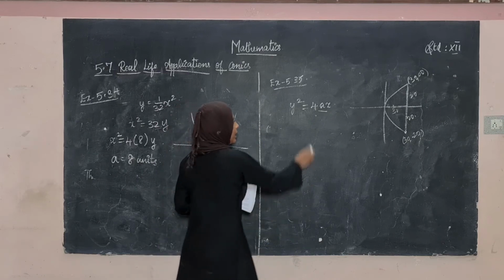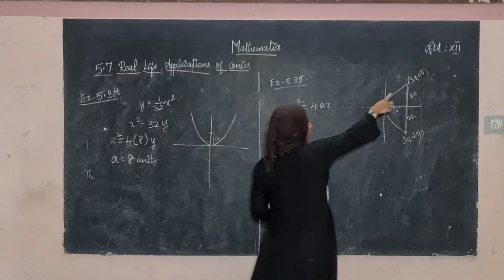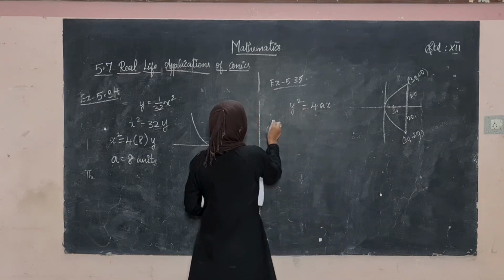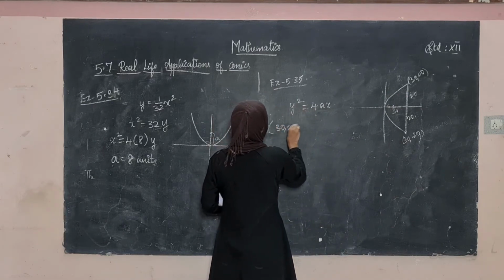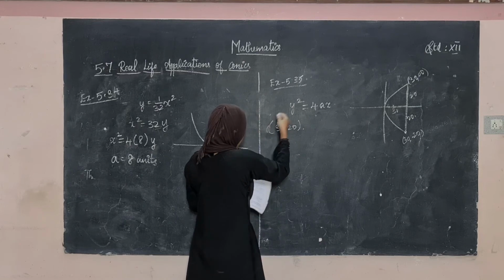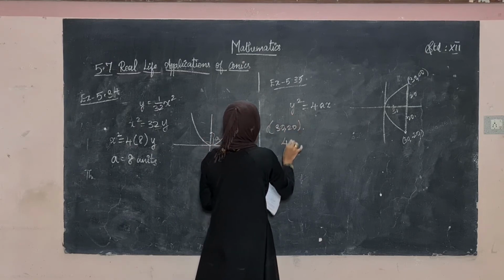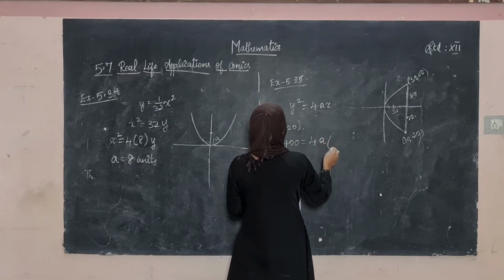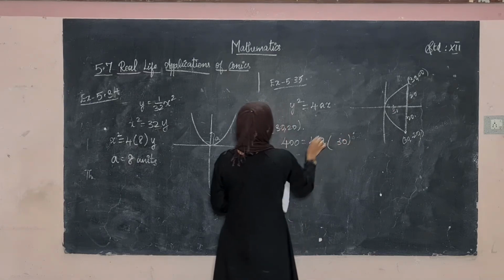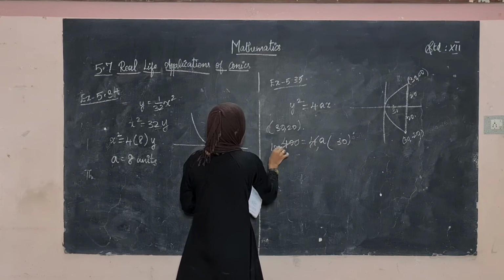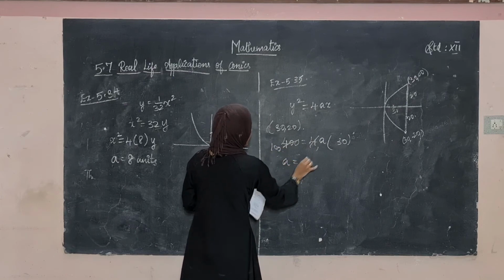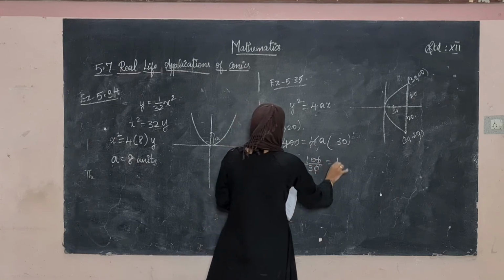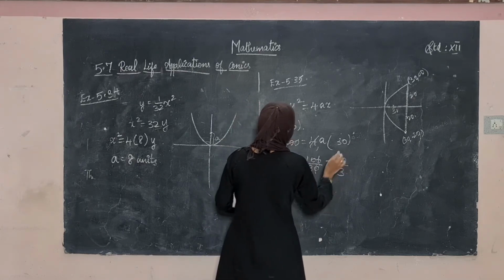So instead, for finding the value of A, see this point (30, 20) is lying on the parabola. Therefore, we can substitute (30, 20) here. 20 squared is 400, which is equal to 4A into x. X is 30. So 4A times 30, and this is 100. So A is equal to 100 divided by 30, which is equal to 10 divided by 3.